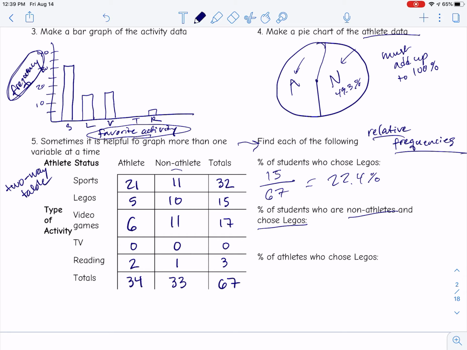Okay, the next question asks the percentage of students who are non-athletes and chose Legos. So they're non-athletes, chose Legos, 10 over the total count of 67, which is about 14.9%.